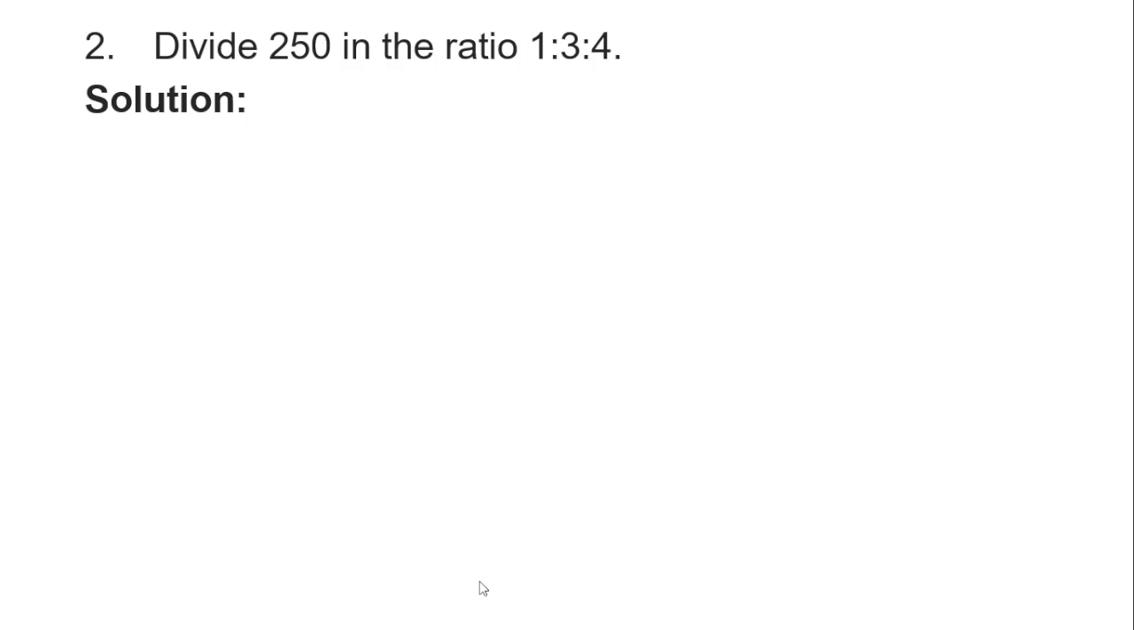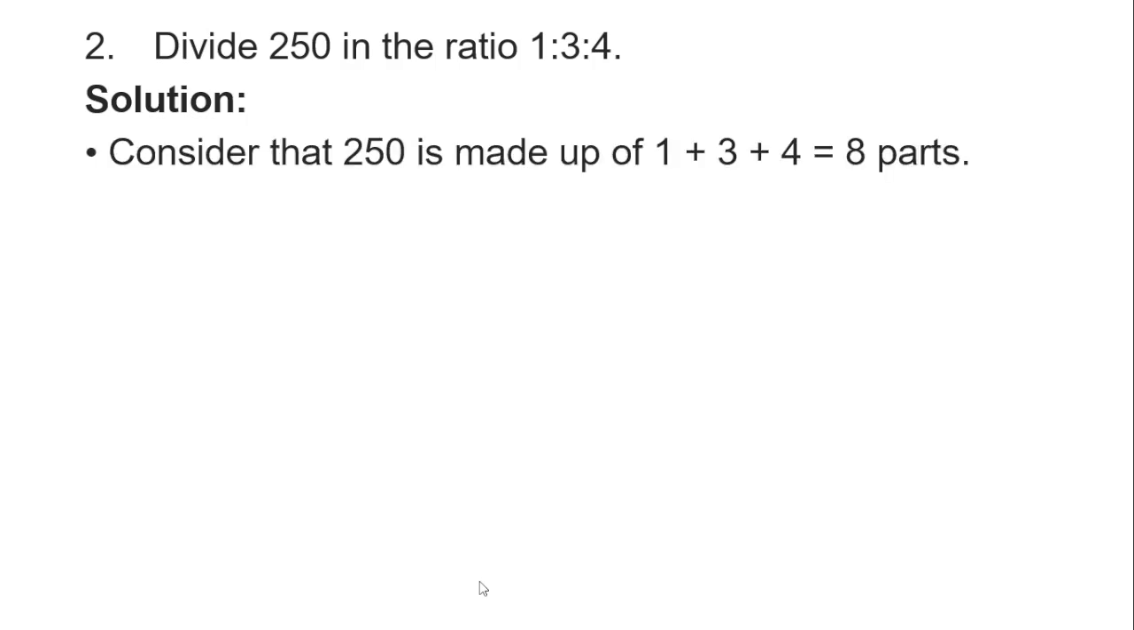You might think that this is hard because there are 3 numbers now, but the solution is still the same. Consider that 250 is made up of 1 plus 3 plus 4. When we add that, it becomes 8 parts. So each value of 250 divided by 8 gives us 31.25.